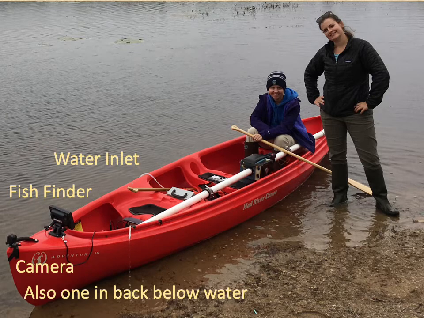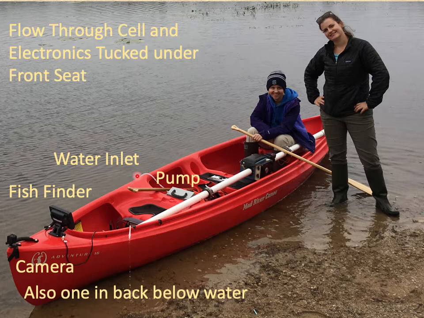The water inlet, you can see here, is this tube. It's pulling water from about 10 centimeters below the surface. It goes through a peristaltic pump, and then it goes through our flow-through cell. You can see some of the probes here, and electronics tucked under the front seat, and then it is discharged out the other side of the canoe.